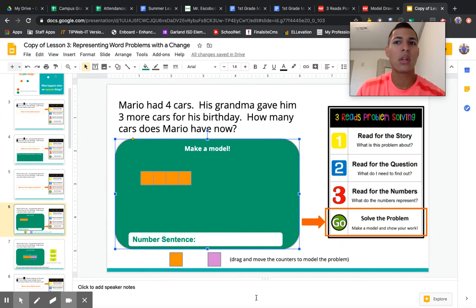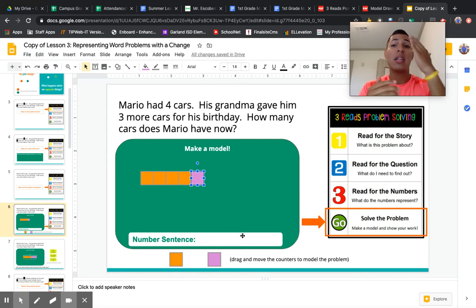Are those all of our cars? Those are all the cars Mario has. He had 4 cars. His grandma gave him 3 more. So we're going to use purple for the 3 cars that his grandma gave him. We have to use a different color so we represent that there's cars coming from different places. The ones he already had, which are the orange, and then the ones his grandma gave him, which are the three purple.